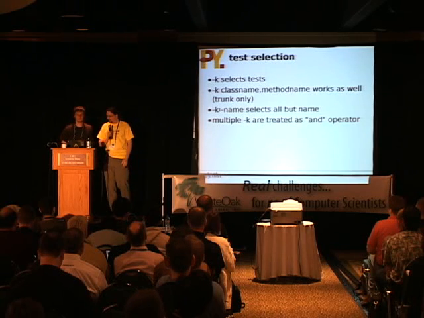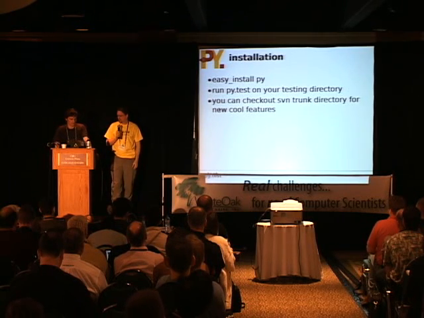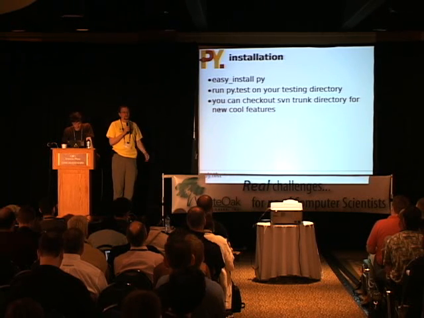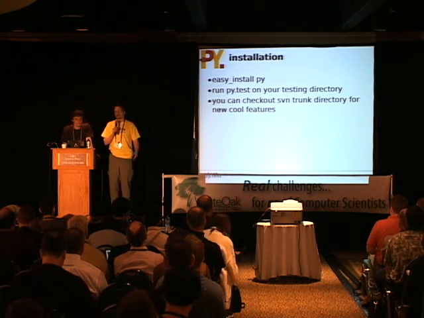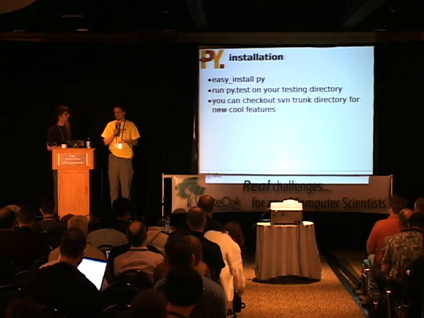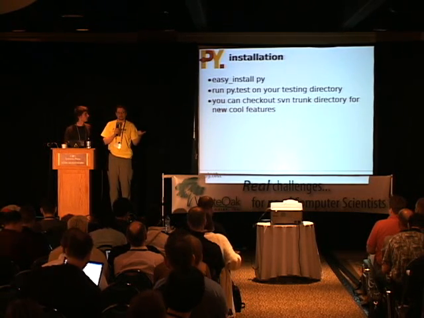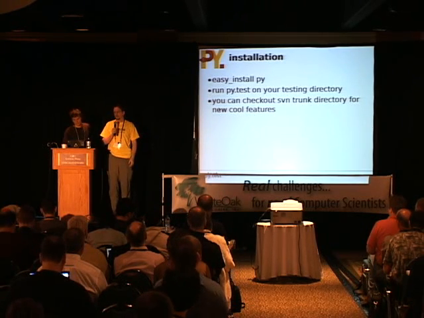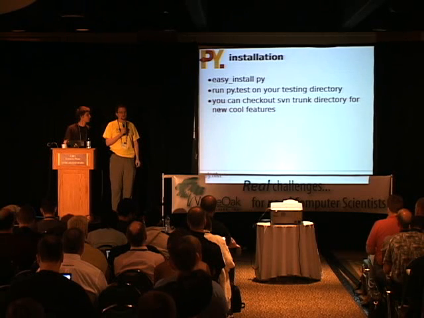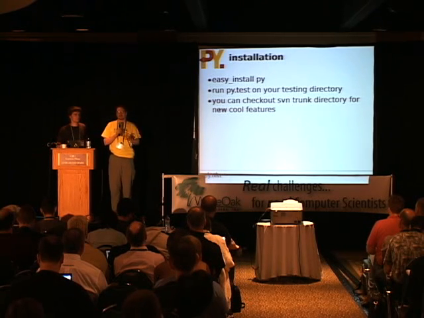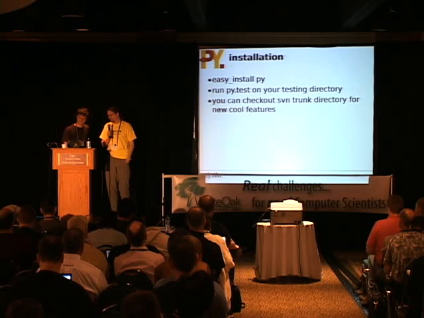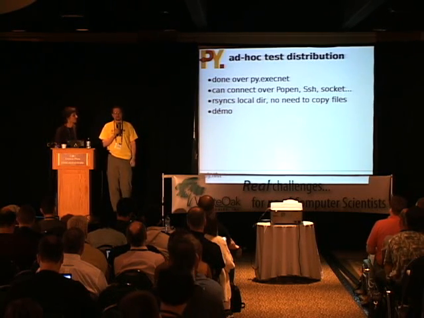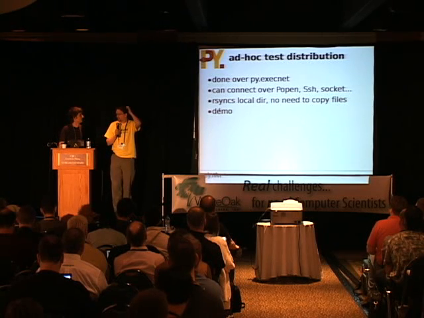And test selection and installation. So if you like easy_install, you can easy_install py, which will give you the entire pylib, including py.test. It will include the py.test in your Python scripts directory. So if that's in your path, it'll end up working. That's even true for Windows people, but there you type py.test with a different extension. And SVN trunk tends to be very stable. I've been running out of SVN trunk for a long time.